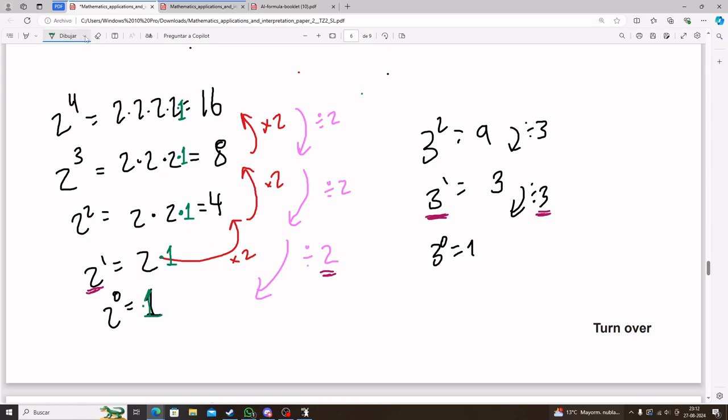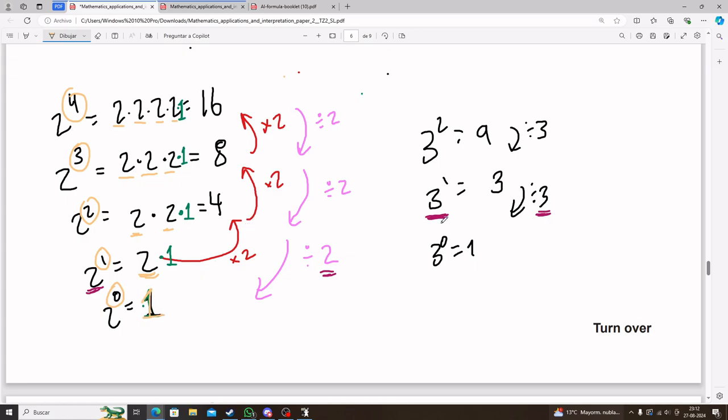Yeah, so that's another way you can think about it, right? So this 1 means that you have 1 2. This 2 means that you have 2 2s. This 3 means that you have 3 2s. This 4 means you have 4 2s. Okay, so 2 to the power of 0 means you have no 2s, so you have only the times 1.